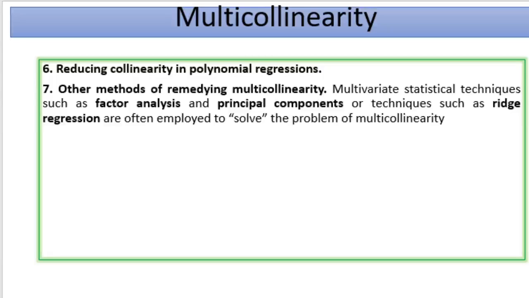In the case of polynomial regression, there will be every chance of high collinearity. We can take variables in deviation form or use other techniques like orthogonal polynomials, etc., to solve the problem. This is about the remedial measures.